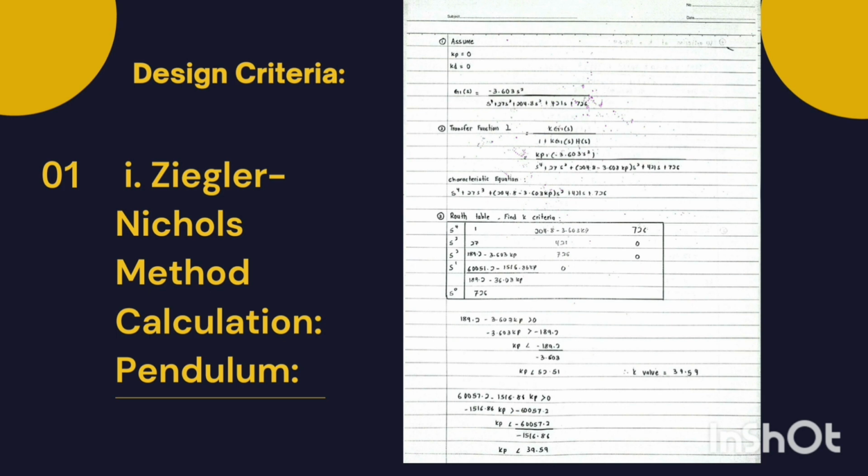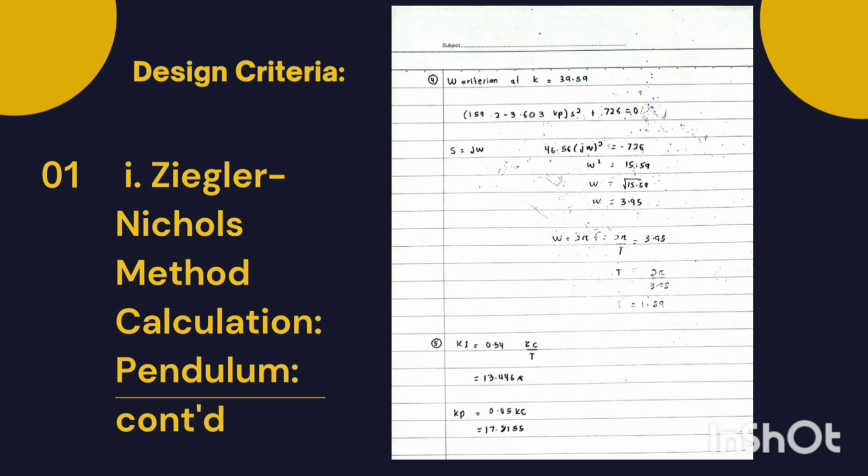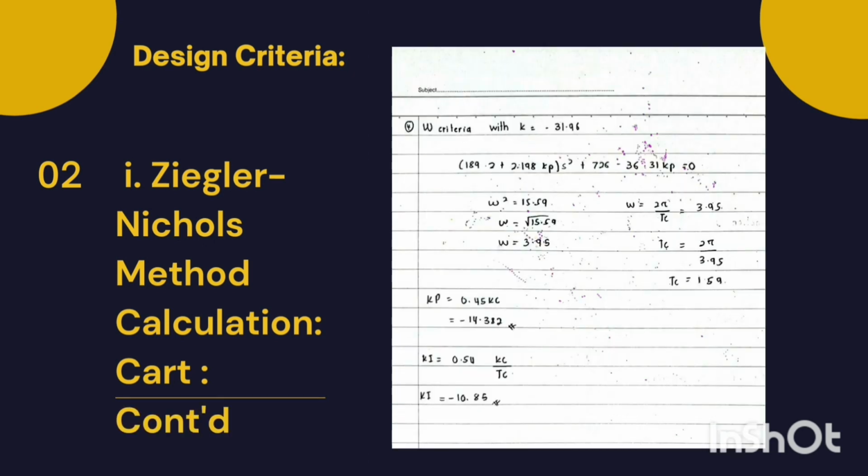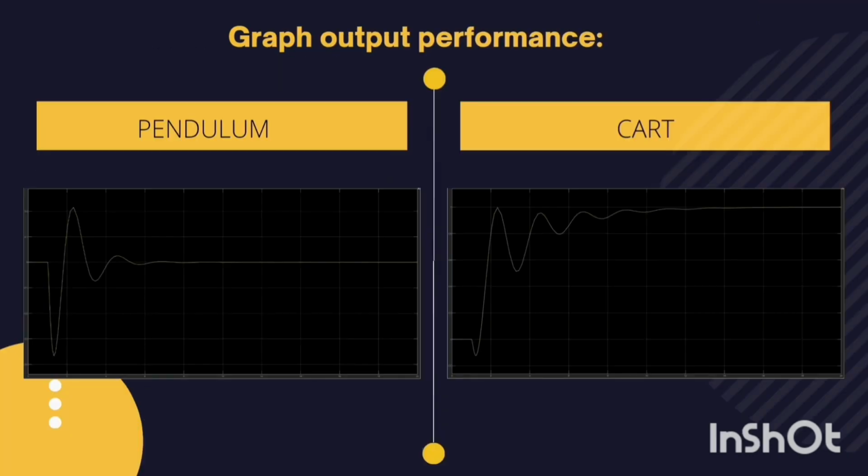By utilizing the Ziegler-Nichols method, we will be able to obtain the K value using the root table for the transfer function of pendulum and card. Furthermore, we will be viewing the output graph performance for the pendulum and card that will be done by clicking the scope in the simulating software.